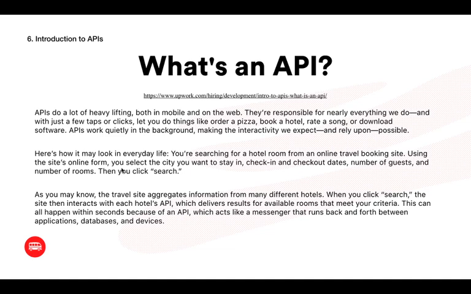This is a good example that they provide: if you're searching for a hotel room online, say you're on Ctrip, and you're using the site's online form to select the city that you want to stay in, your check-in dates and check-out dates, the number of guests that you have, the application itself, Ctrip, doesn't have all this information. For every single hotel that is listed under Ctrip, it doesn't have up-to-date information about what rooms are available and what rooms are not. So what happens is that as you click search, the site then sends multiple requests to an API, or to these different hotels' APIs, which then respond with information regarding that hotel's room situation, okay?